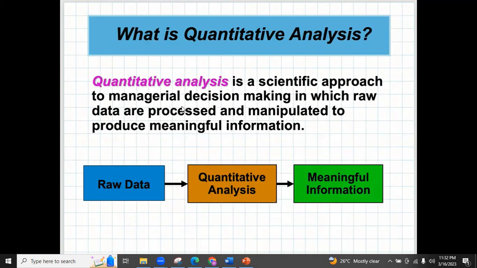So basically, you take some raw data. I mean, the model is very basic. You take some raw data, you manipulate that data somehow, and you come out with meaningful information that you can act on. So what they call quantitative analysis is a scientific approach to managerial decision making, in which raw data are processed and manipulated to produce meaningful information.